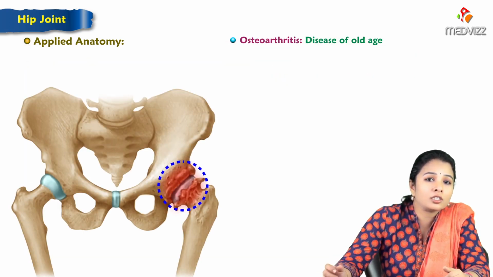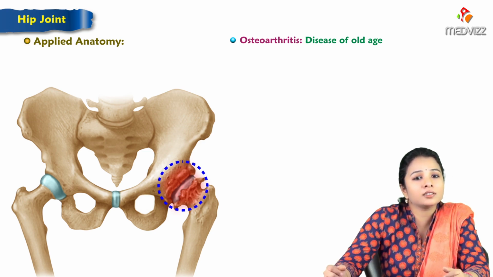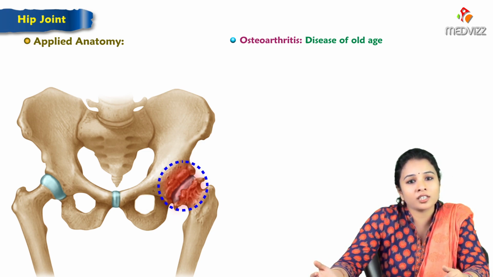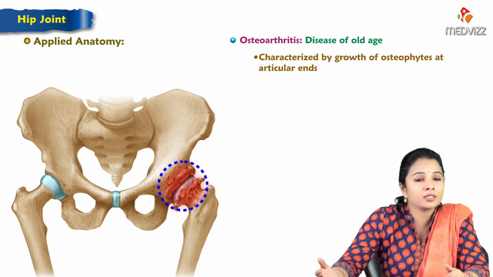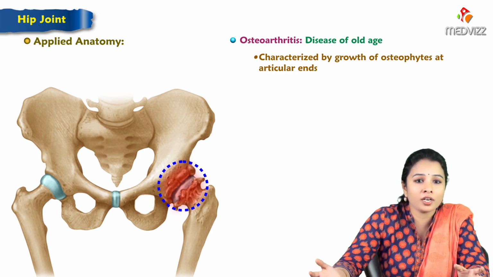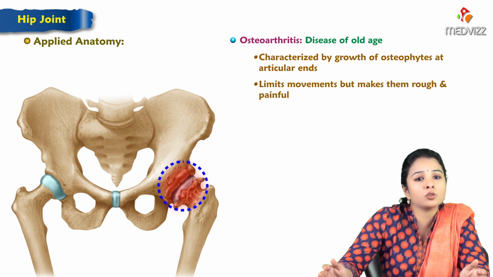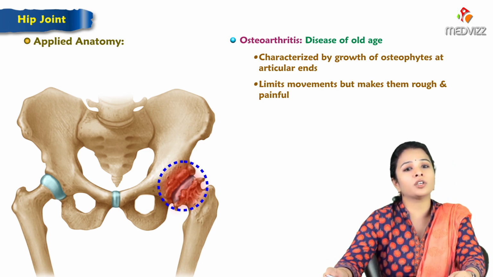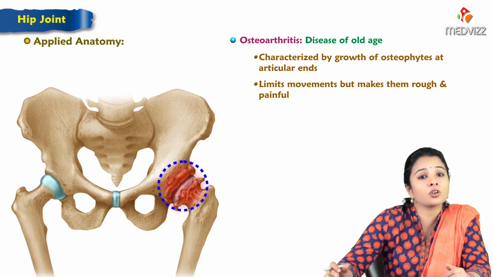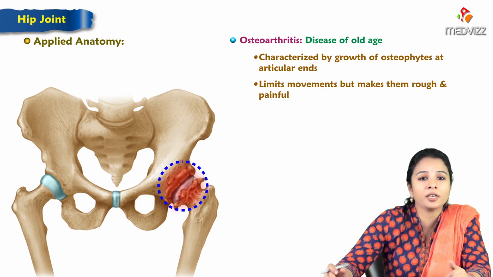Next, about the osteoarthritis of the hip. It is a disease of old age, osteoarthritis, and it is characterized by the growth of osteophytes at the articular ends and erosion of articular cartilage, which not only limits the movements but also makes rough and painful. So due to repeated wear and tear, it may cause osteoarthritis of the hip joint, where in chronic conditions it needs to be replaced. So it is called total hip replacement or partial hip replacement.